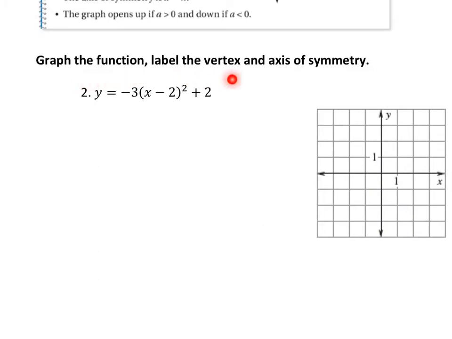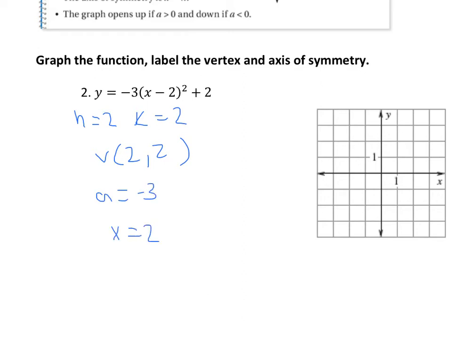Graph the function, label the vertex and the axis of symmetry. Okay, so h equals 2, k equals 2, so the vertex is (2, 2), and a is -3. Axis of symmetry, x equals 2, because it's always x equals h.